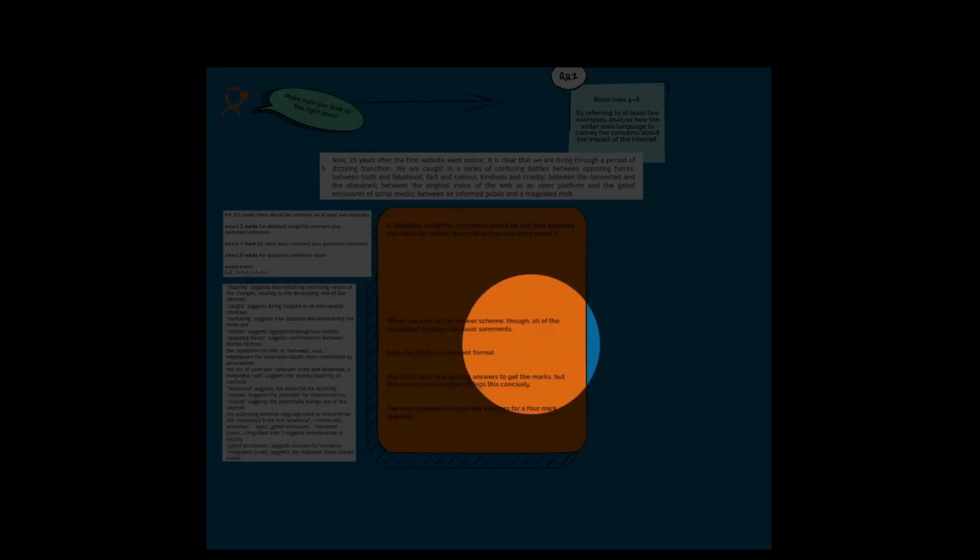So here I've got just some further advice about that detailed, insightful comment. When you look at the answer scheme though, all of the suggested answers are basic. And this is the most important thing. That quote, comment, format here is what I really want you to take on board. You don't need to waste time rewriting the question. You don't need to waste any time introducing your answer. What we want is a really good bang with the quote and bang with the comment.